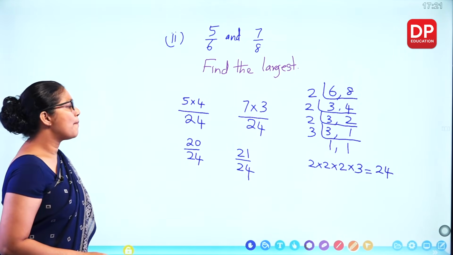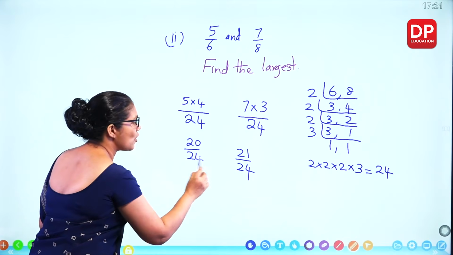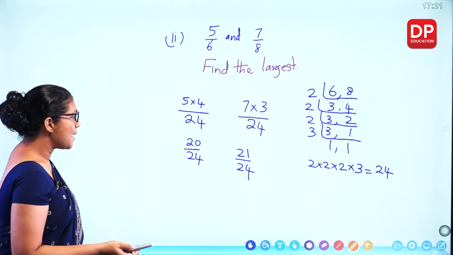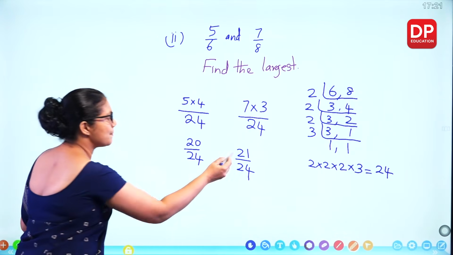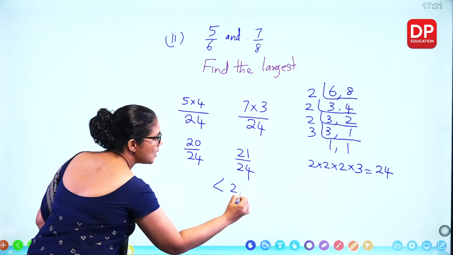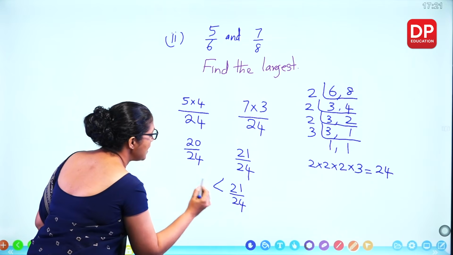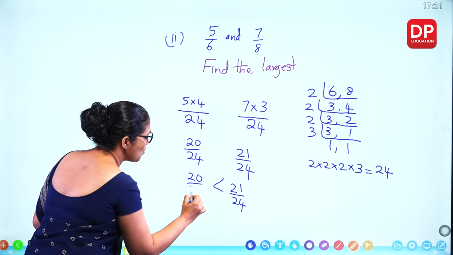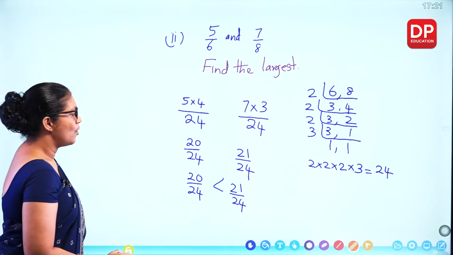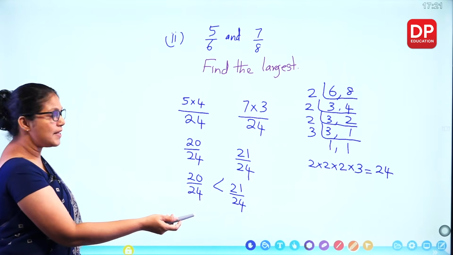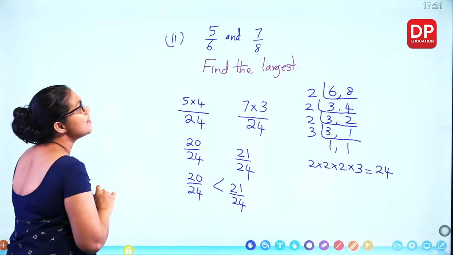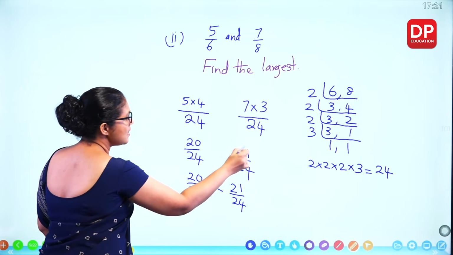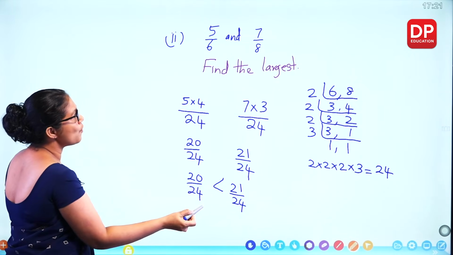Now you can compare the numerators because the denominators are the same. So 20 and 21, which one is bigger? We can see 21 out of 24 is bigger than 20 over 24. So here you can't keep the answer like this. You have to use the question fractions.